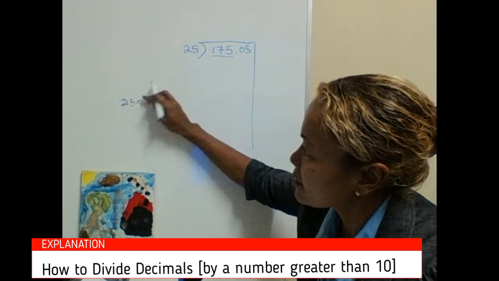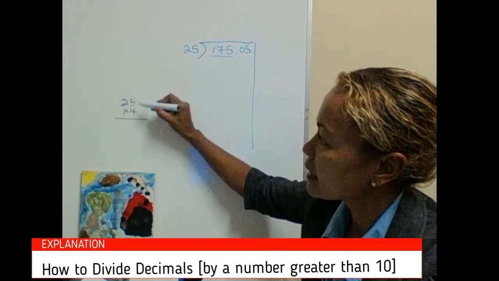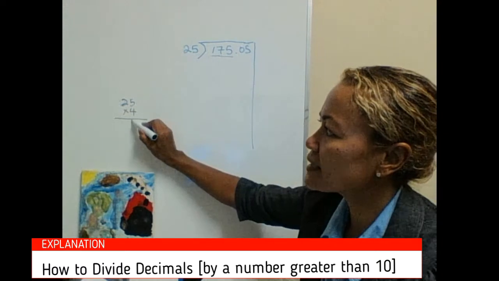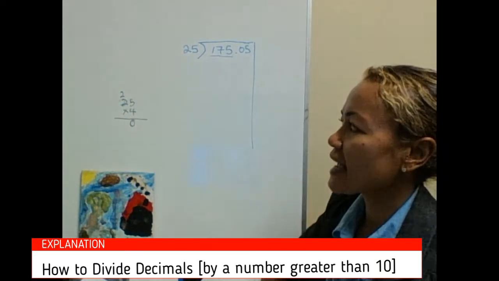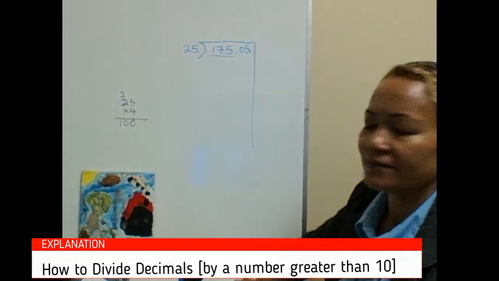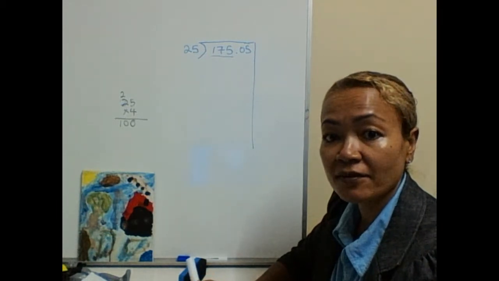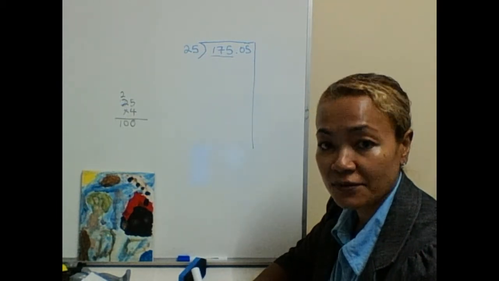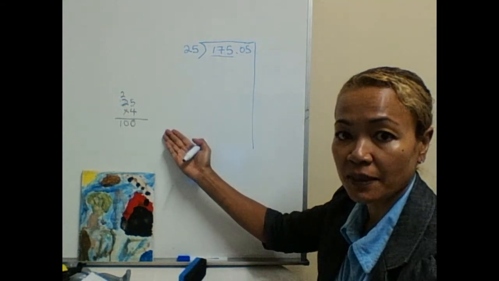25 times 4. 4 times 5 is 20, 0, carry 2. 2 times 4 is 8, 9, 10. 100. So 25 times 4 is 100. And we know 25 times 2 is 50. If you want, you can multiply using the same thing.